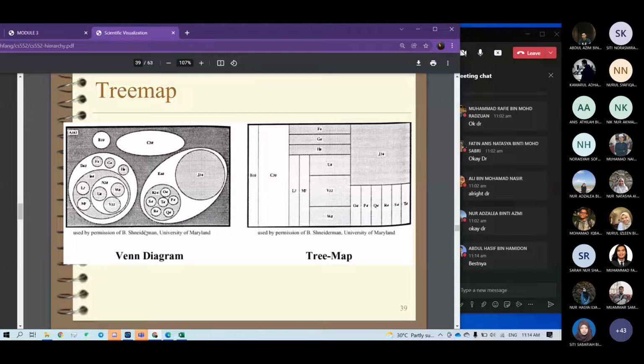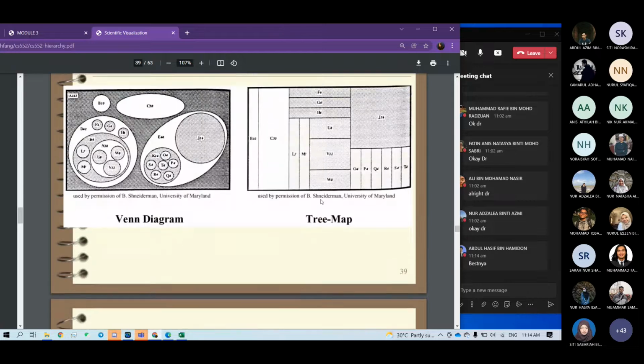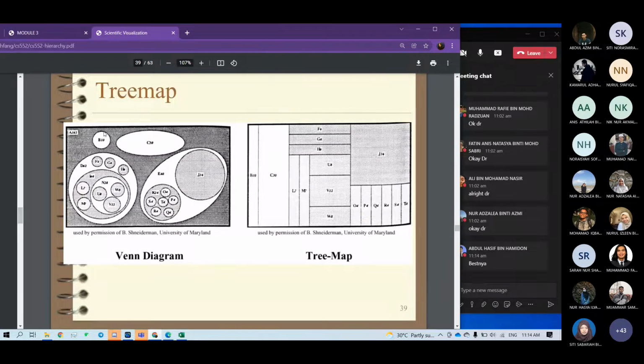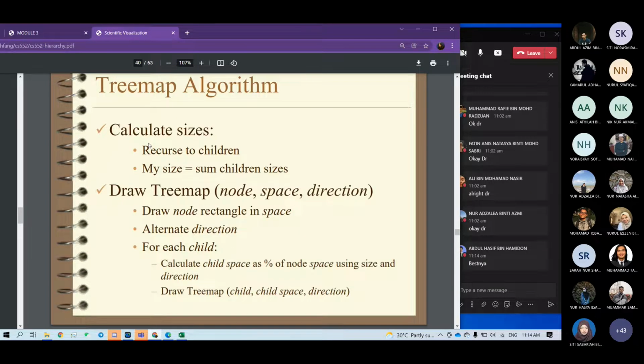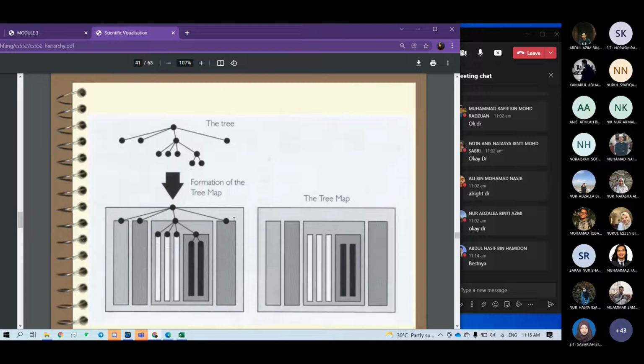And then Venn diagram here, tree map here. Okay, like I say lah, to calculate is not easy. Nampak macam senang je, nothing. But in order to susun, to organize this thing is not easy. Tree map algorithm, calculate size, draw tree map. Sini baca lah. They just show you how to develop.